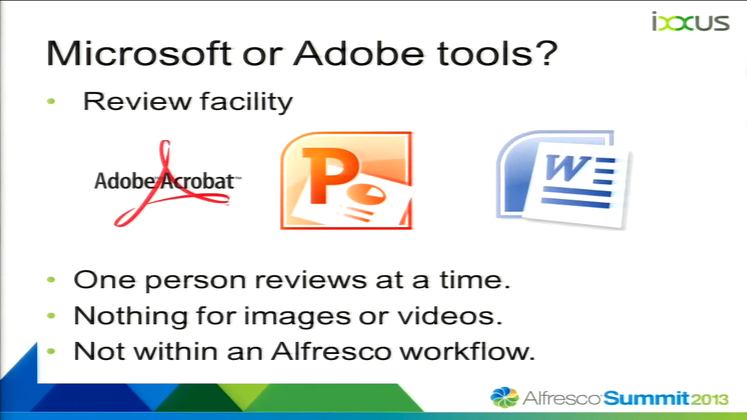One person reviews at a time, because you give it to one person, they review it, give you back the document, then it goes to another person, then another, then another. Then you don't know if they're on holiday, you don't know where the document is, and it's a nightmare. And of course, there's nothing you can do for images, nothing you can do for videos, and it's all outside of Alfresco. So when we talk about document management and collaboration and compliance, this is all happening outside, in chaos, in email land.